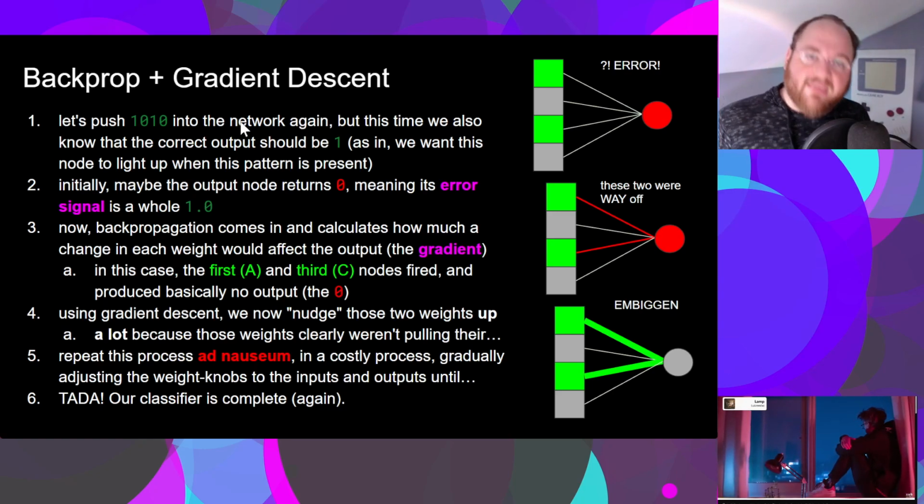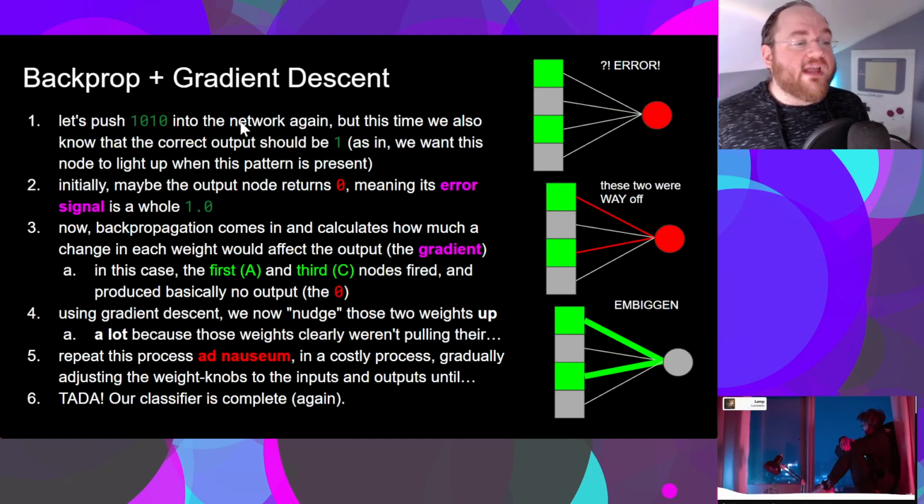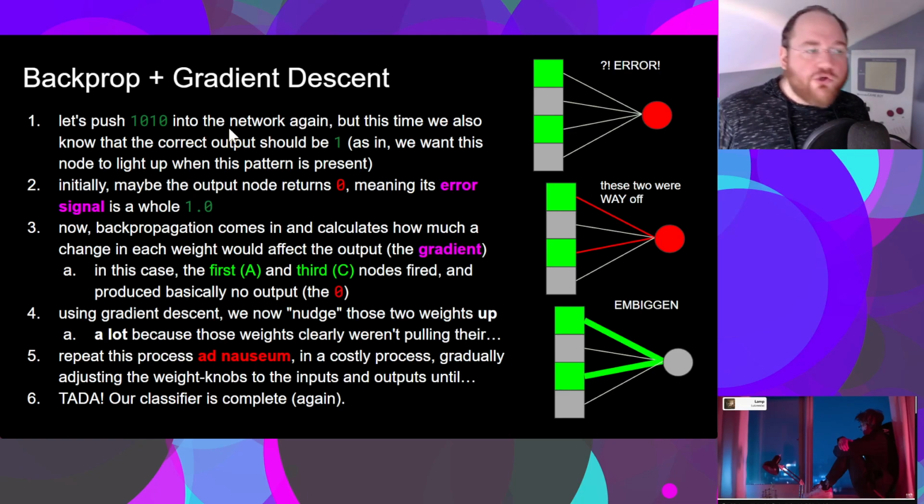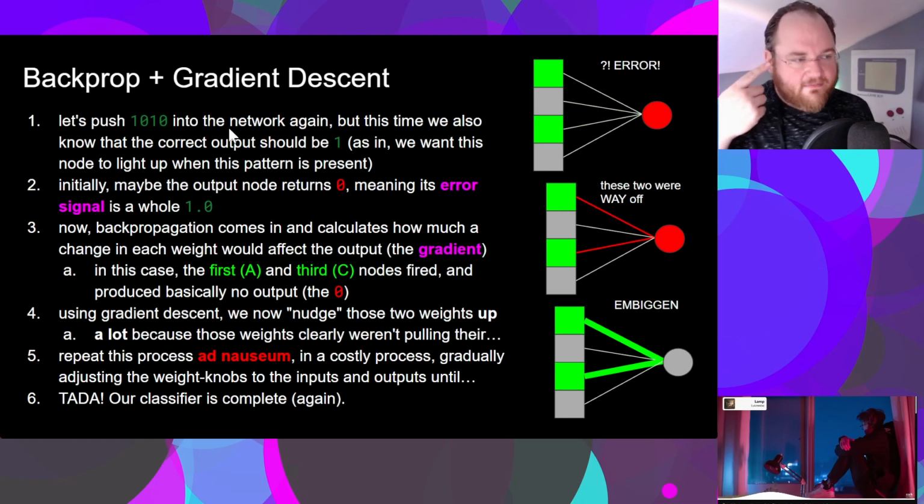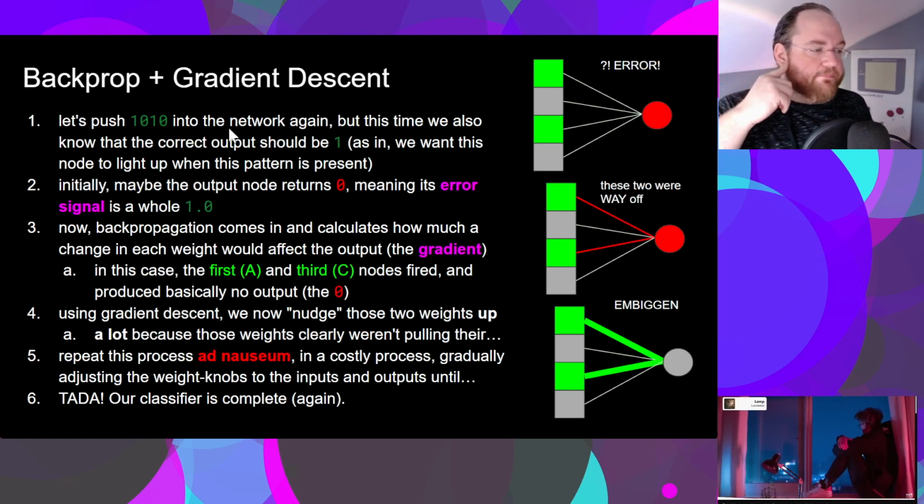So now backpropagation comes in and says, whoa, we got a big error signal. It's going to go look at, hey, who was involved? Who fired during this one? Well, we know in 1010, A fired and C fired. And produced basically the nil output.